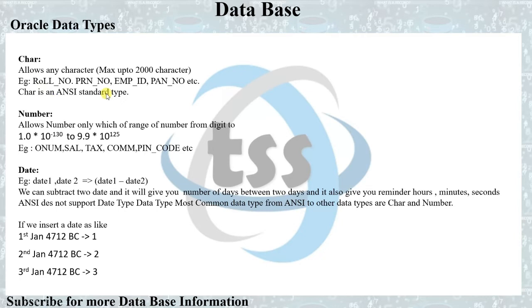Number allows numbers only, with a range of numbers from 1.0 into 10 dash 130 to 9.9 into 10 dash 125. Like for example, we can use number data type for a column type like order number, salary, tax, compensation, pin code etc. in the Oracle. Example, date 1 and date 2, these are two dates and we need to compare the two dates. If you want to store a date, then we can store the date by using the date data type in the Oracle.